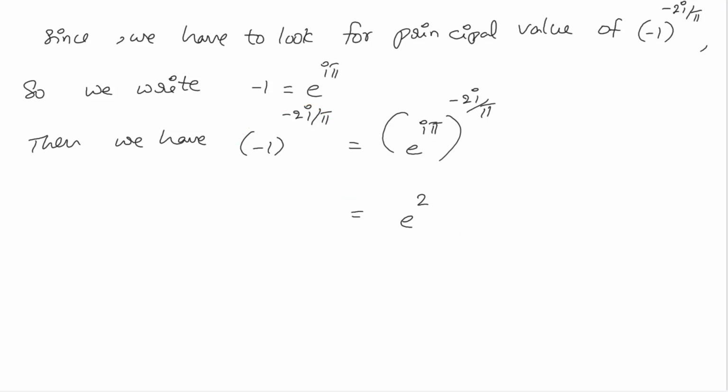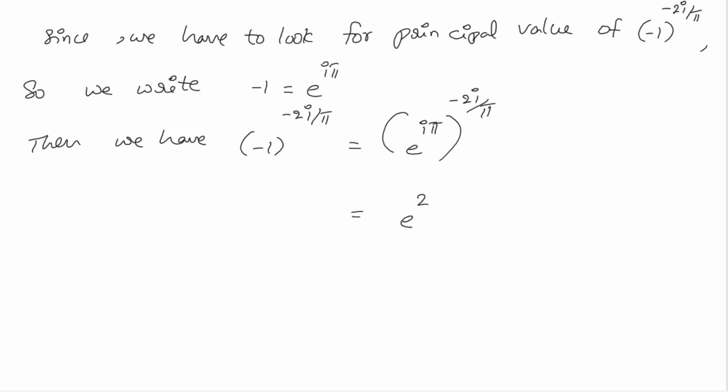Instead of writing e to the power of i pi, one can write e to the power of 3 pi i also. In that case, we get the value of this expression as e to the power of 3 times 2, that is e to the power of 6. And similarly, when we write an odd multiple of i pi, even in that case we get e to the power of 2 times that odd multiple.